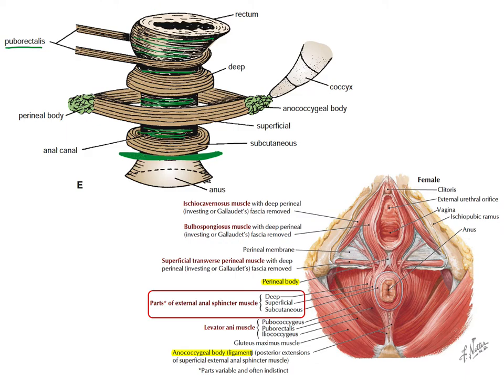What about the external? The external is these brown muscles, just under the skin. This is the anus opening, so there's skin here. So it is the external anal sphincter that we have control over. There are three parts: subcutaneous, superficial and deep. Of course. So we talked about the internal anal sphincter that we have no control over, and the external anal sphincter composed of three parts.